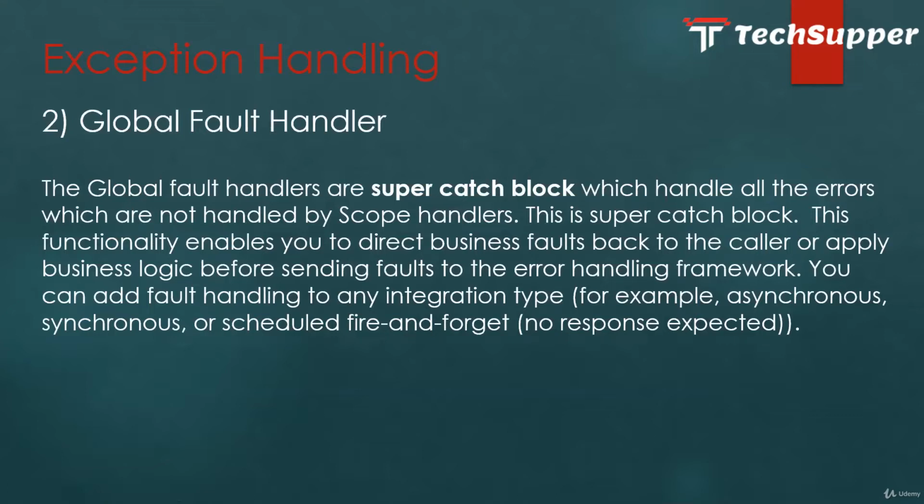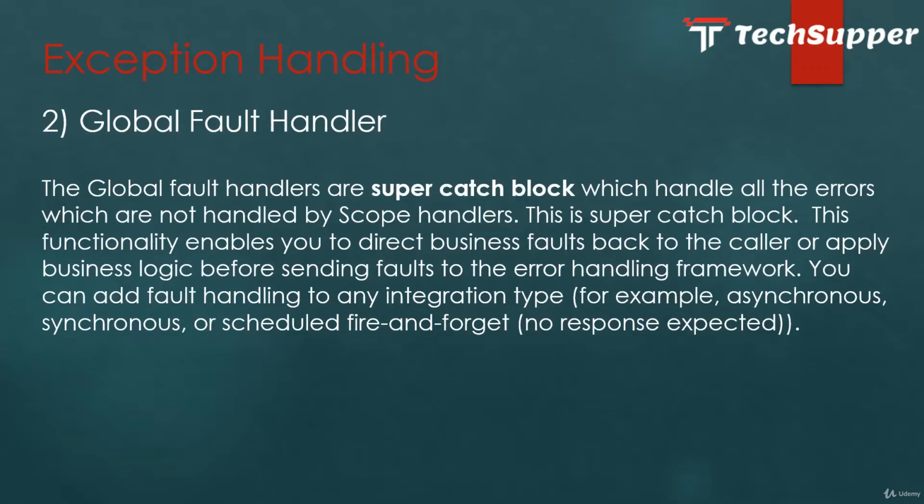This functionality enables you to direct business faults back to the caller or apply business logic before sending faults to the error handling framework. You can add fault handling to any integration type, for example, asynchronous, synchronous, or scheduled fire and forget integration. So there are two ways to handle exceptions. One is to use the scope activity and the second is the global fault handler which is associated with each and every type of integration. Whether it's an app driven orchestration or a scheduled file transfer, you can use the scope handler in these types of integration.